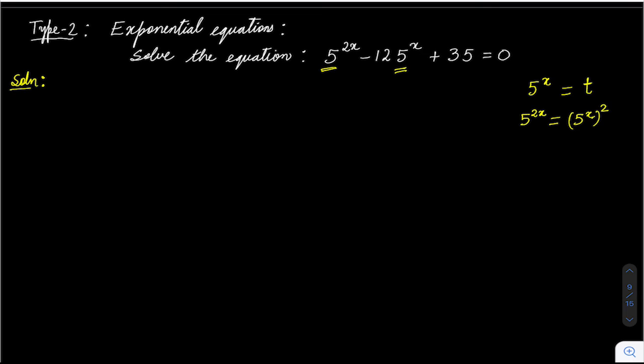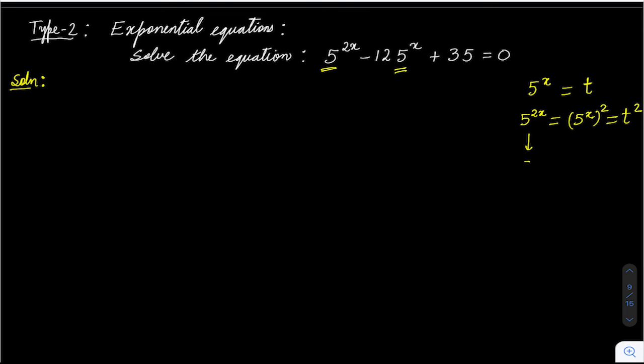Because we know powers will multiply. So anyways, this will be x into 2, that is 2x. So this is nothing but t square. Now there might be some students who are doubting this, because I have seen even some of my students say, sir, I don't understand this properly. I don't know why you have written this.